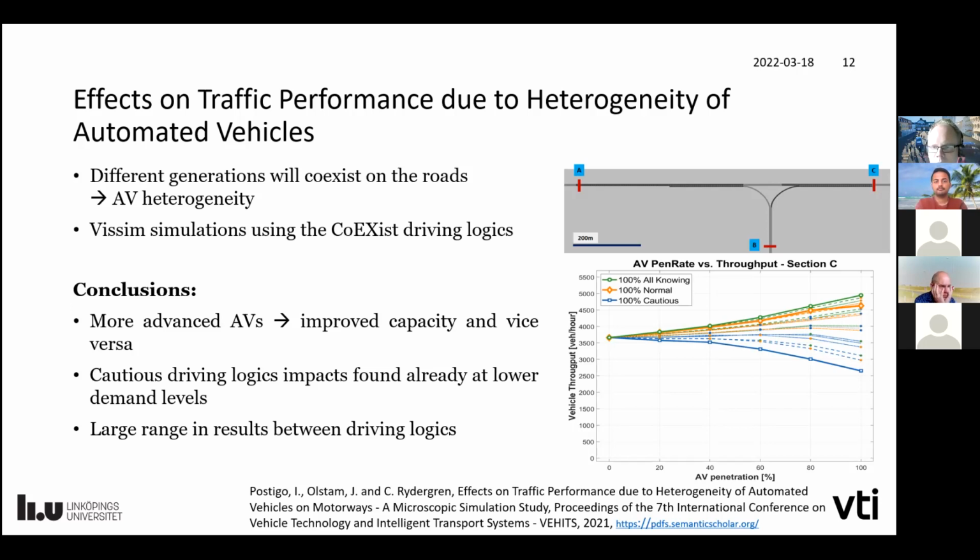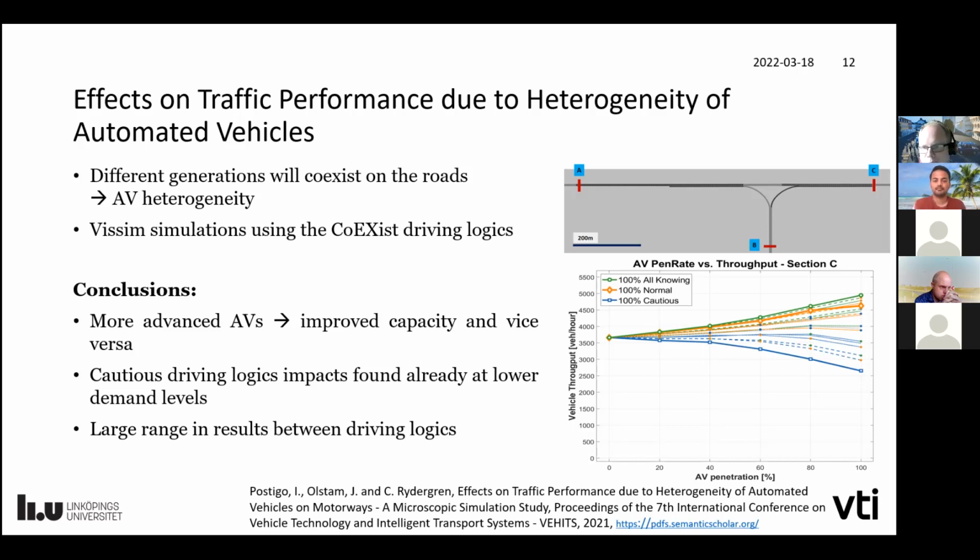And what we can see here is quite a large range, and these kinds of cautious behaviors will have an impact on the throughput, but also even at lower demand levels. I don't have the figure here, but it will also affect and increase the delay already at lower demand levels. So this expectation that automated vehicles will solve everything, probably you know it as well, and I heard it from others that maybe that's not true, or maybe some of the potential deficiencies need to be overcome.